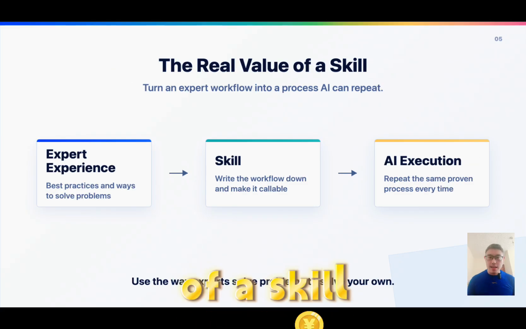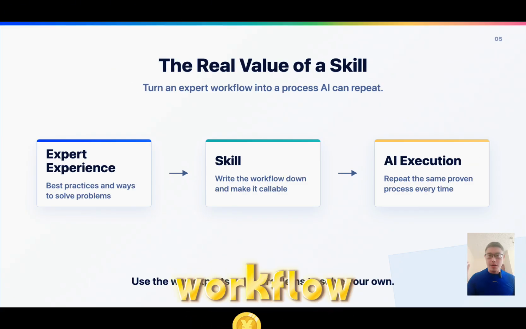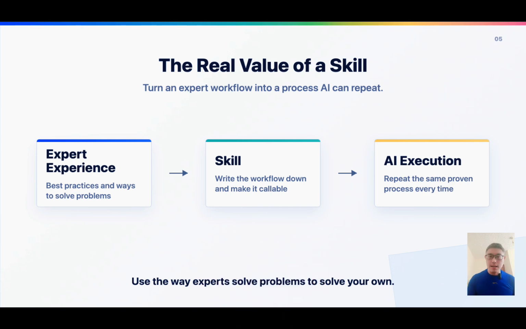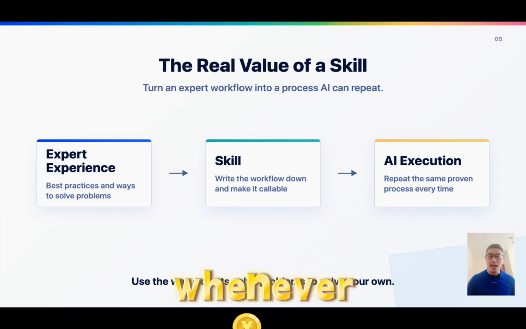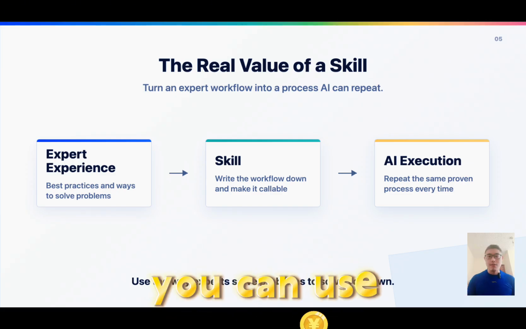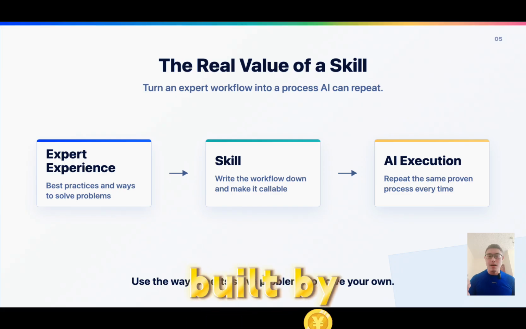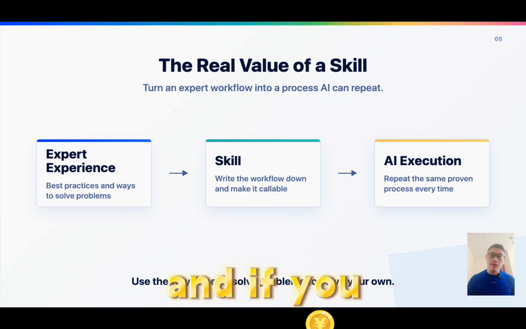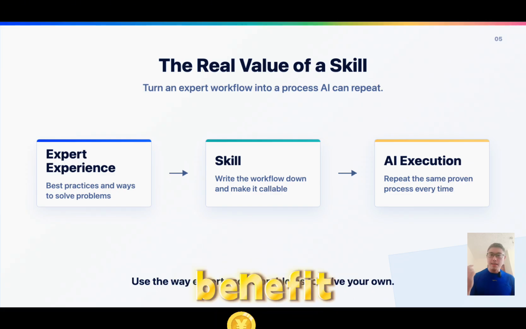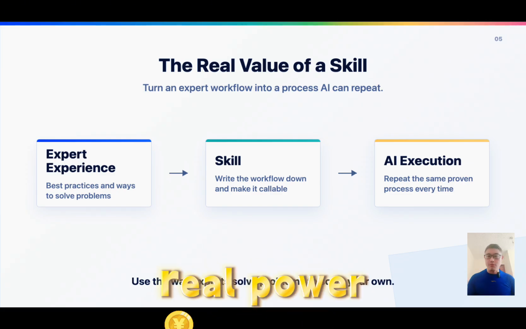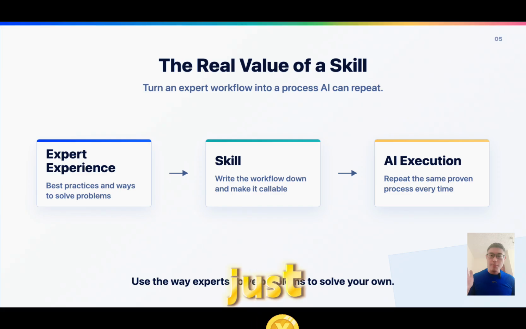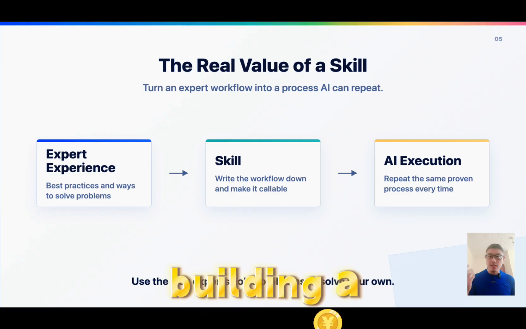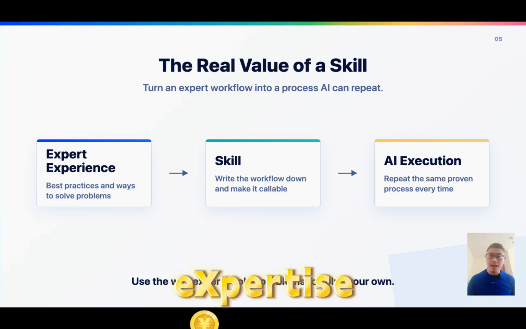So here's the takeaway. The value of a skill is that it turns a good workflow into something AI can repeat. Instead of explaining the same process again and again, you save the process once and reuse it whenever you need it. You can use these skills built by other people. You can create skills for your own work. And if you have a workflow that other people would benefit from, you can share it. That's real power here. You are not just prompting AI. You are building a small library of repeatable expertise.